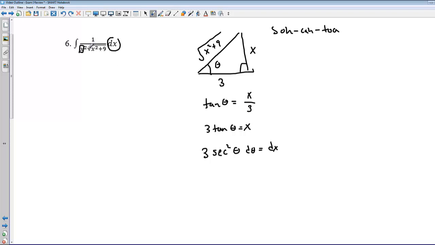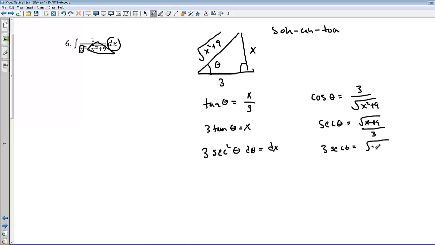And so now I just need this last thing here, that square root of x squared plus 9. Well, that's this piece of the right triangle. And then I'll use this piece down here because it's the next easiest side. So that's the adjacent over hypotenuse. So I know that the cosine of theta would be 3 divided by the square root of x squared plus 9. I'll flip both sides and get secant theta on the left is equal to the square root of x squared plus 9 divided by 3. And then I'll multiply both sides by 3, so 3 secant theta is equal to the square root of x squared plus 9. And so now I can plug in for all of my pieces, basically.